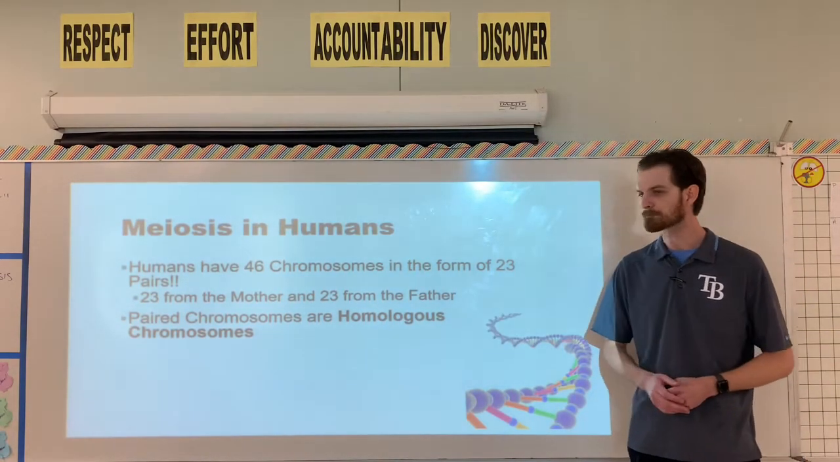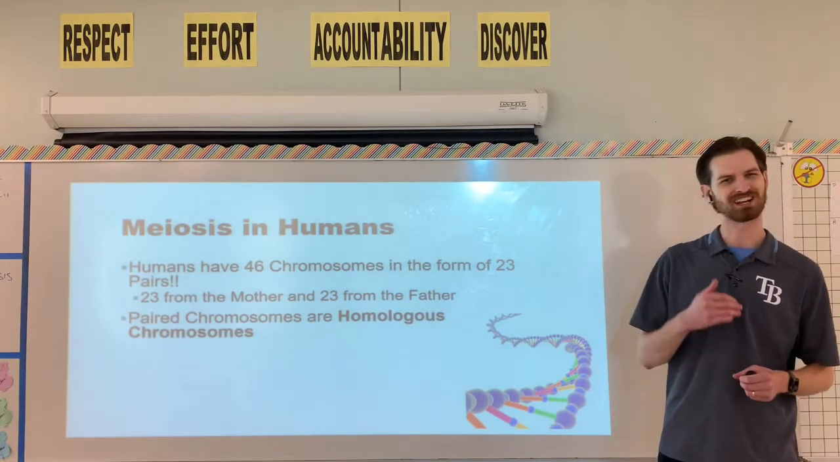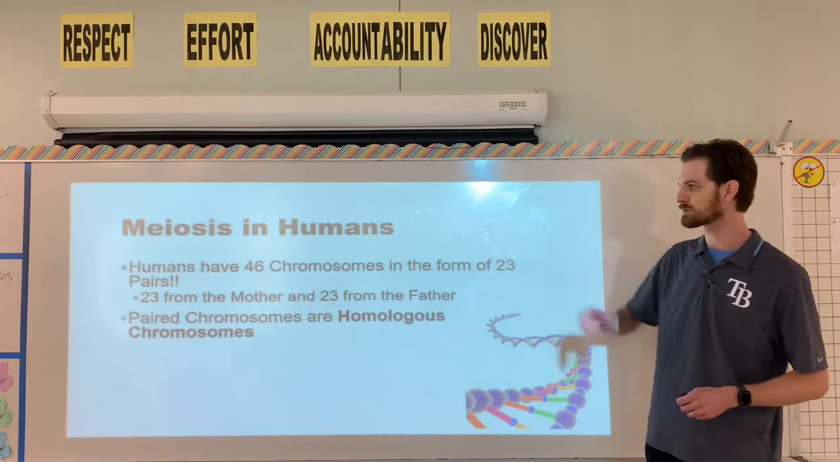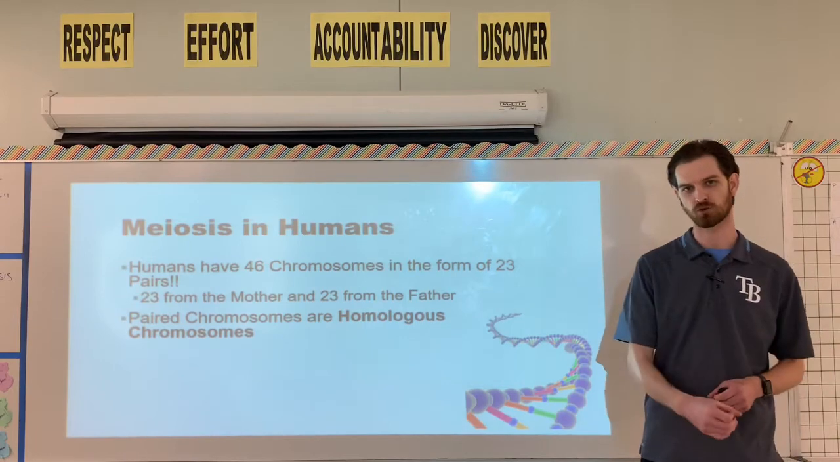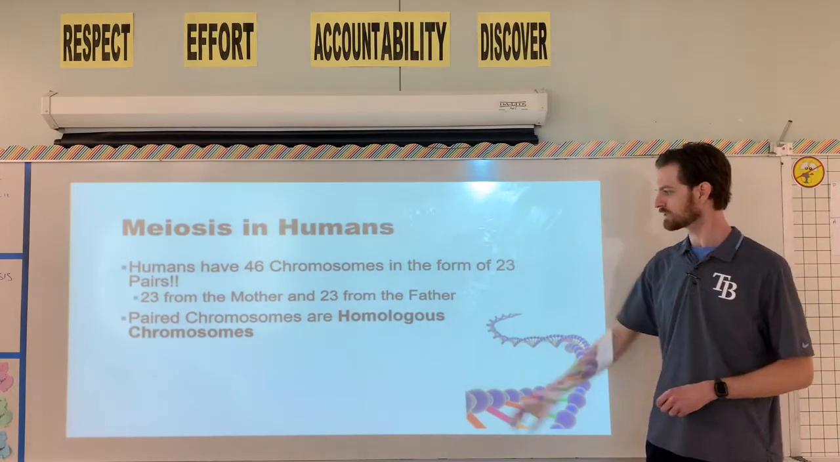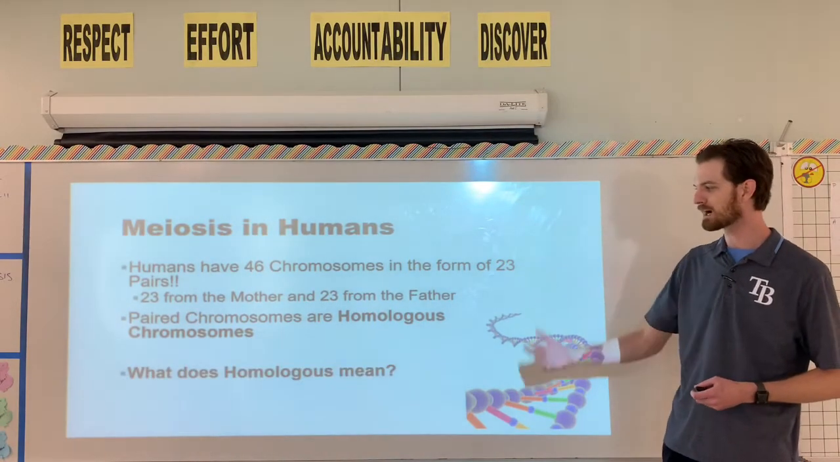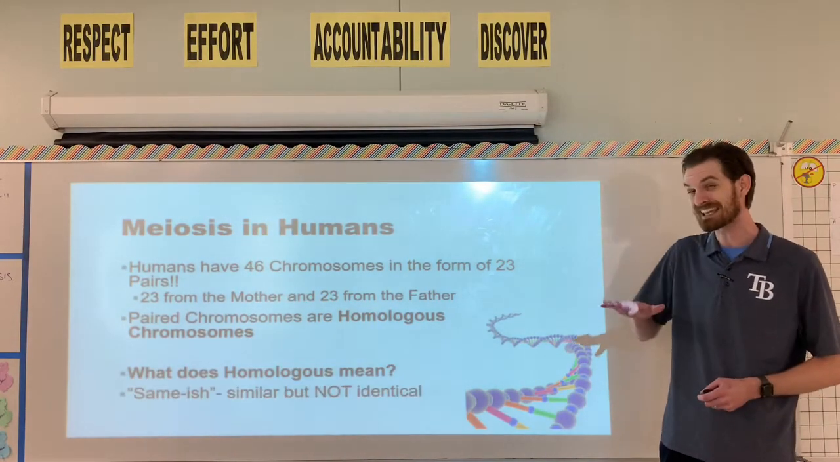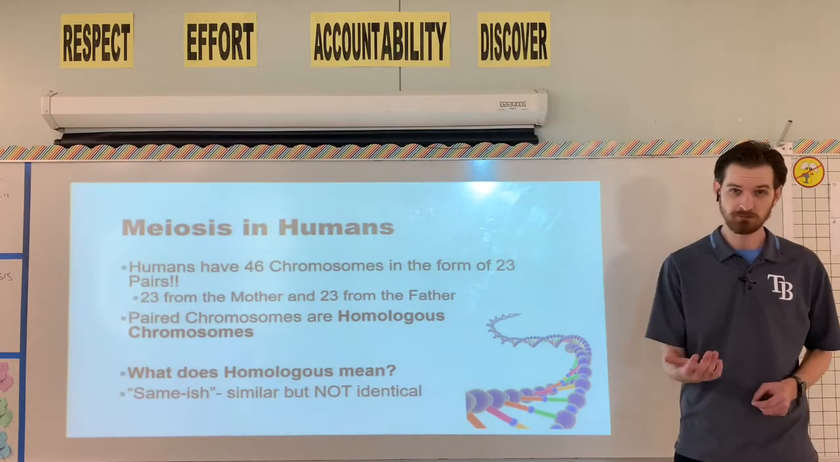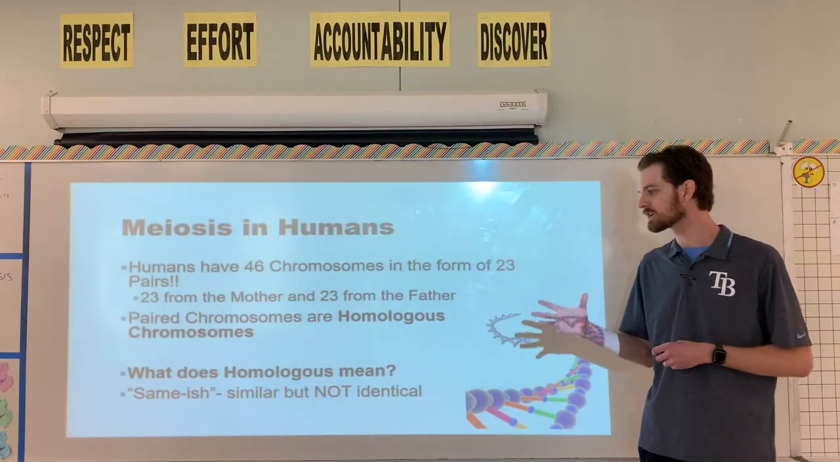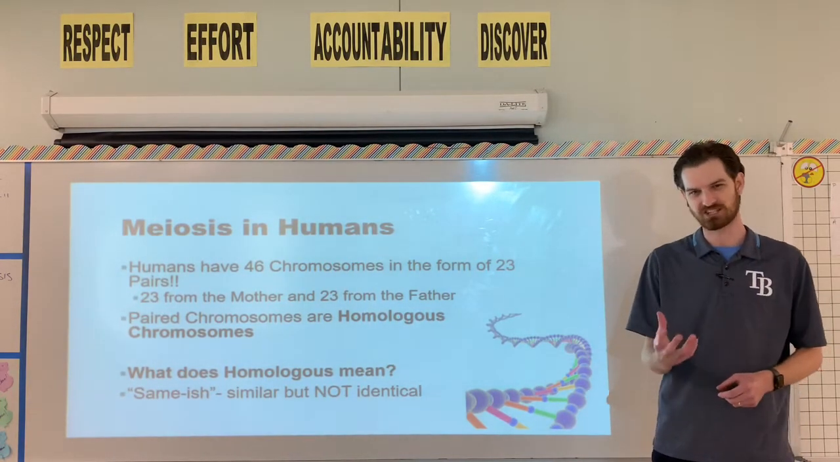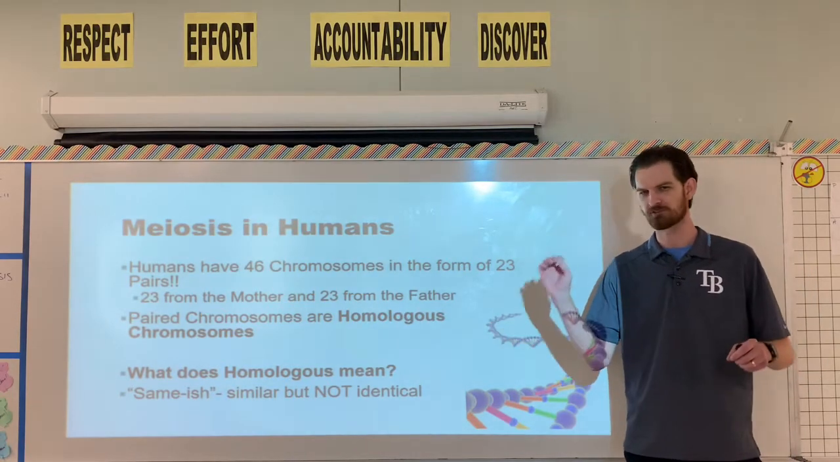Now, these chromosomes are similar, but they're not identical. So when we have the 23 pairs, we call those homologous chromosomes or homologous pairs. The prefix homo actually means same. So when we're talking about homologous, what we mean is same-ish or kind of similar. So they're similar chromosomes, but they're not identical. So you don't get identical DNA from both mom and dad.